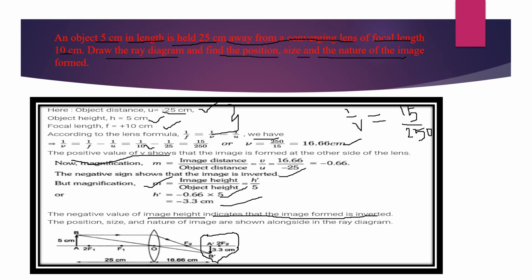The position, the size and the nature of the image are shown along the side of the ray diagram. It's clear now. So here, this is your image, on the other side of the lens. This is your object, and it is opposite to your incident light, so only it is taken as negative. Got it? It's an easy thing only.